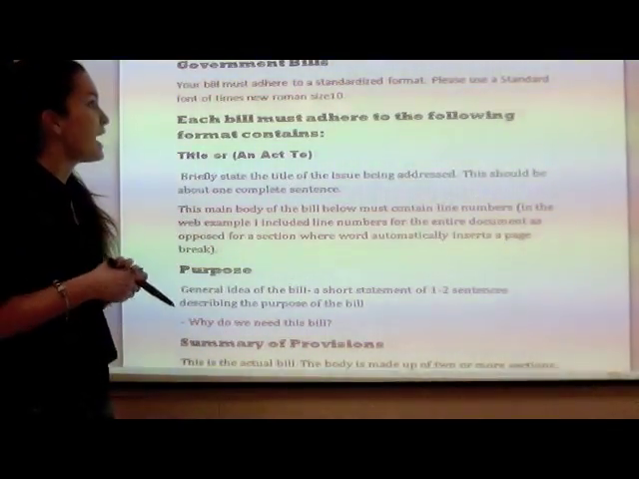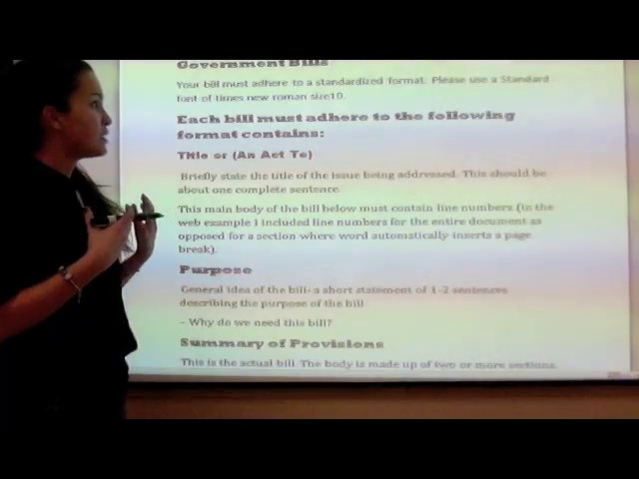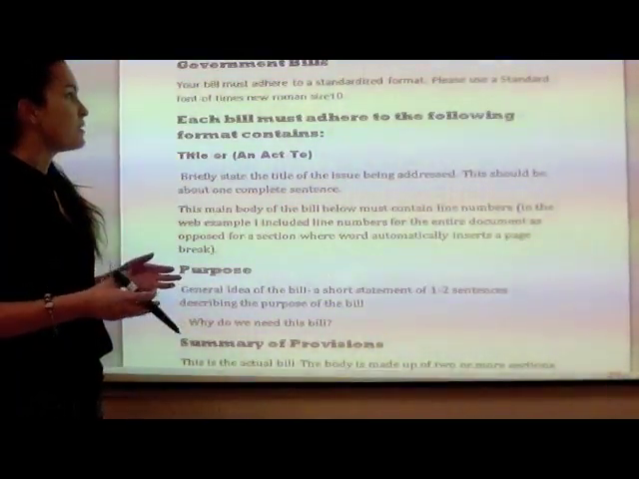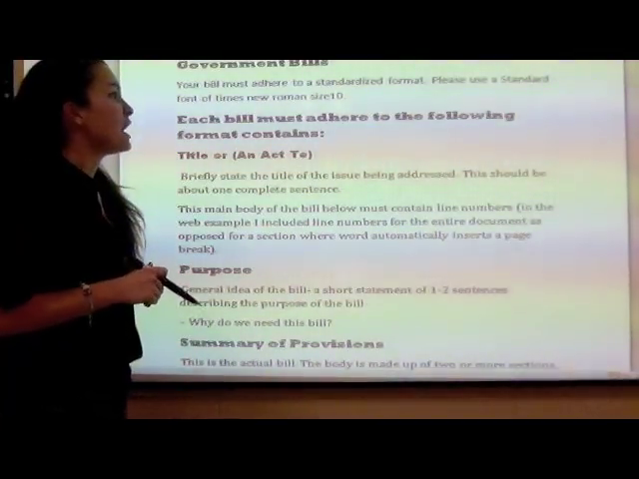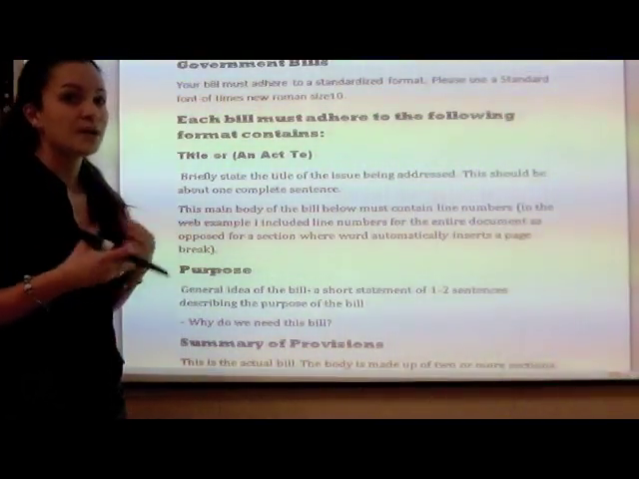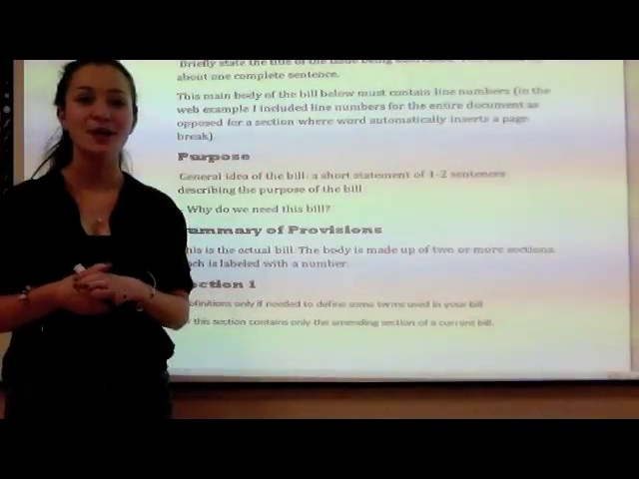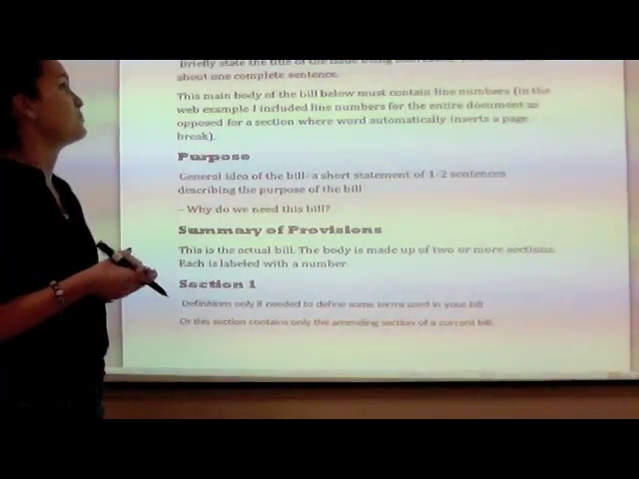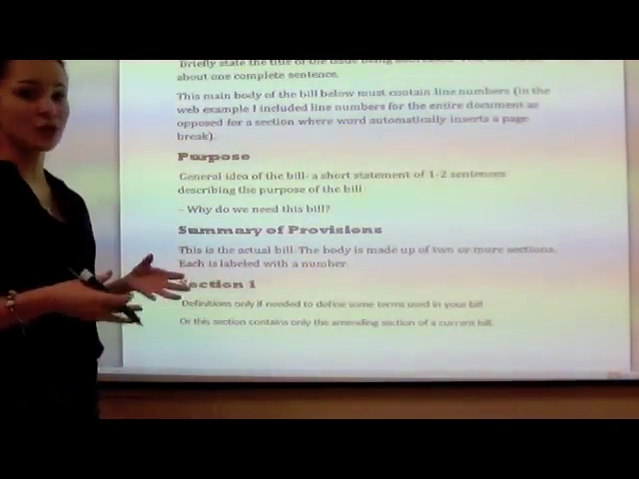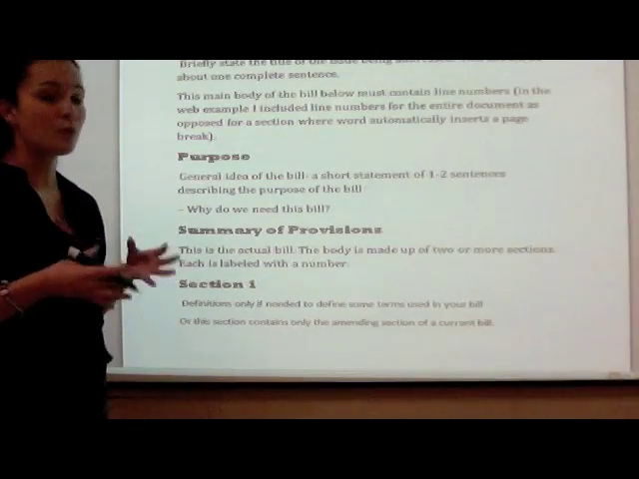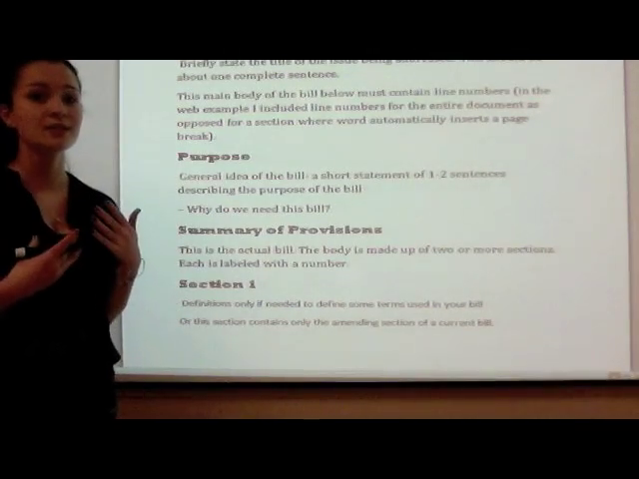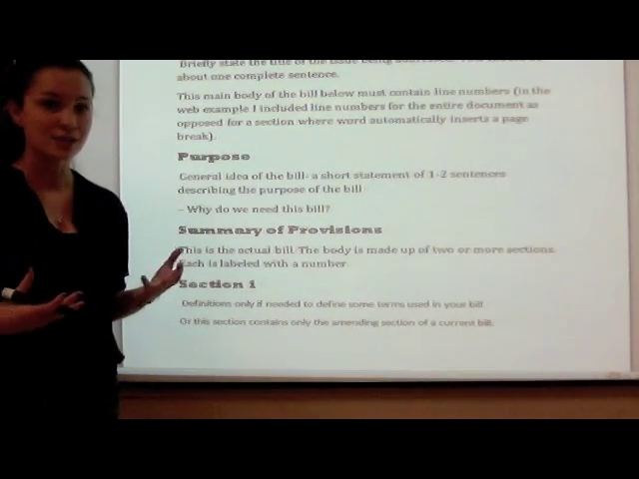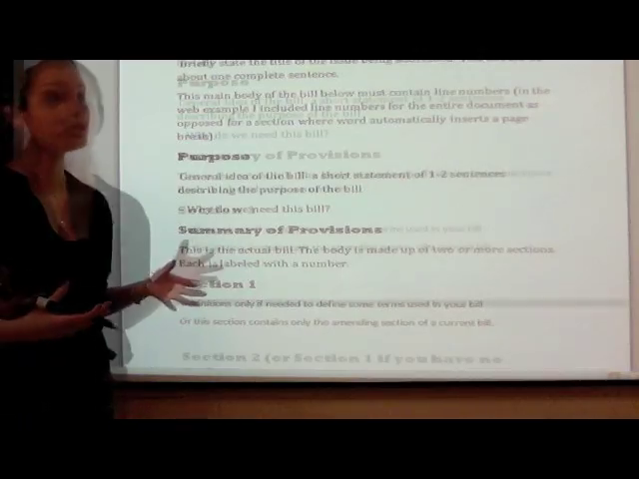So the first thing that we have is the fact that your bill must adhere to a standardized format. And what that means is that each bill has to be written in a font of Times New Roman size 10. This way everything can fit. The first part of your bill is your title or your Enact. In your title, it should be a brief statement of the issue that you're trying to address. And this should be in one complete sentence. Now remember, every single sentence that you write in your bill must be a complete sentence. Otherwise, it just looks unorganized and not very neat.